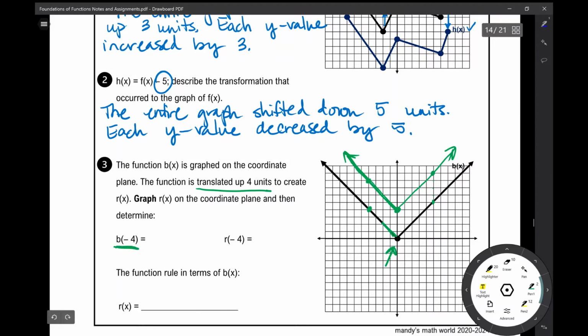That's how I read that right there, b of negative 4. So what does that even mean? That means, what is y when x is negative 4?